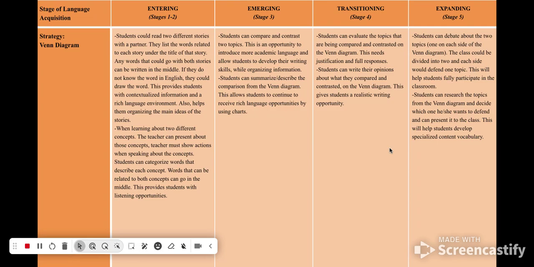And for the last stage, I can have them research two topics, which is what I'm doing in one of the lesson plans for 11th grade. I have them research two careers. They compare and contrast on the Venn diagram, and then they decide which one they would prefer.